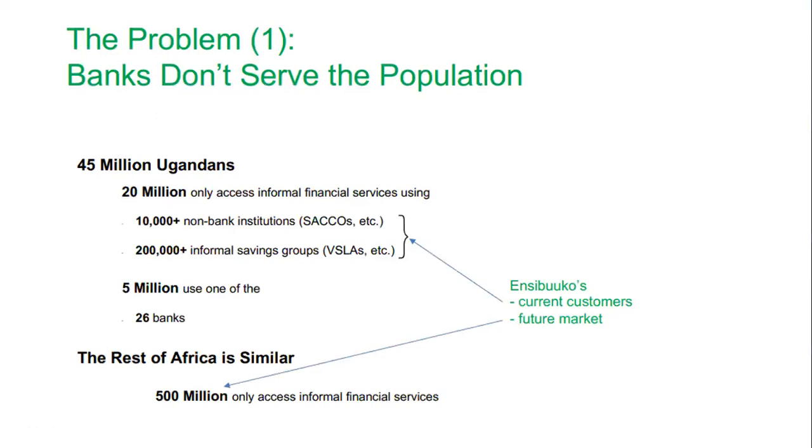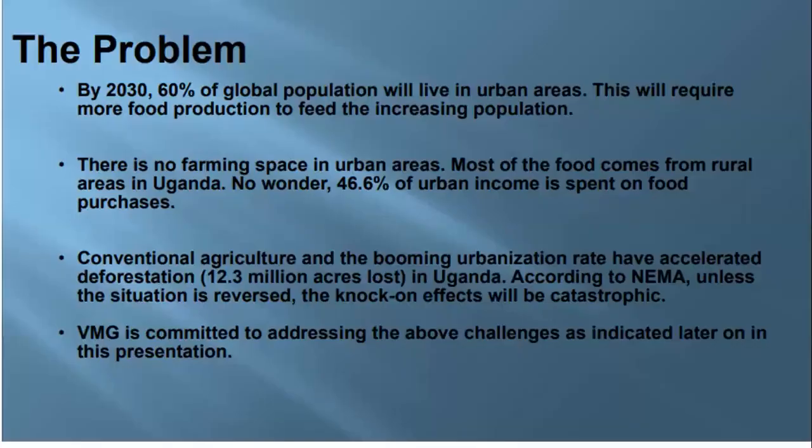Okay, these people have noticed we have 45 million Ugandans, and only 20 million are accessing formal financial services. Okay, and 10,000 plus non-bank institutions, their circles. 200,000 in formal savings groups. 5 million use one of the 26 banks. Okay, only 5 million of the 45. So they have noticed there is a problem and they want to solve it.